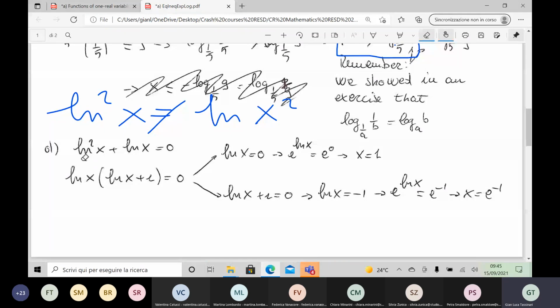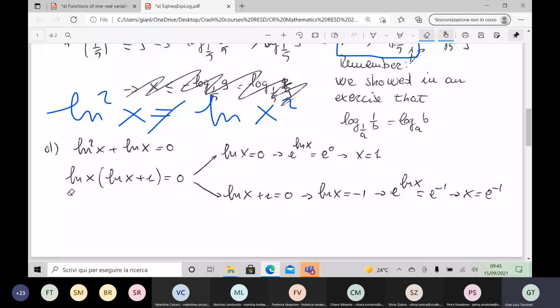Guys, it is convenient. Do you see what these two terms share in common? They have the logarithm of x. So you can collect the logarithm of x between these two terms, and you can rewrite this equation in this way: logarithm of x times logarithm of x plus 1. Okay, if you don't remember, do the product. ln of x times ln of x gives ln square of x. ln of x times 1 gives plus ln of x. So this equation, the second one, is equivalent to the first one.